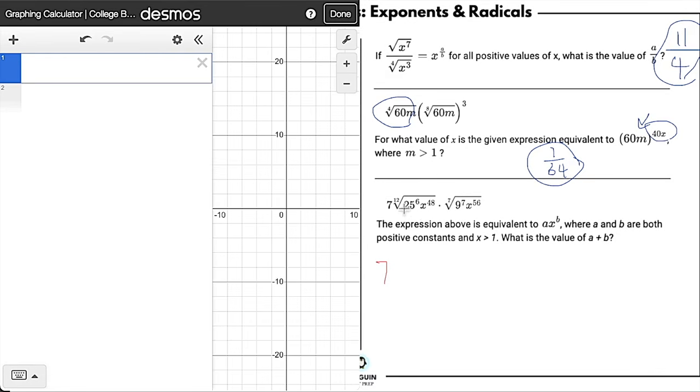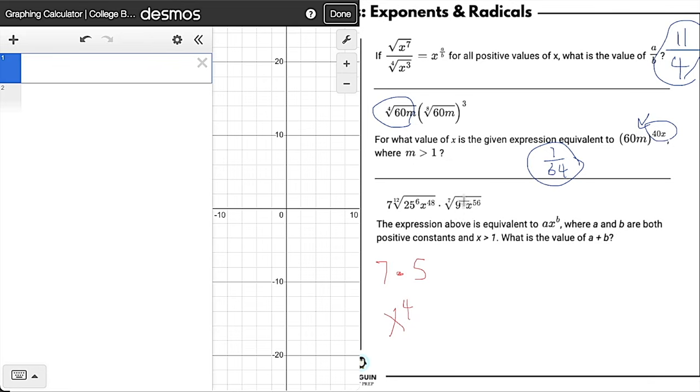So 25 to the 6 instead would be 25 to the 6 over 12, or 25 to the 1/2, or the square root of 25. So that's just 5. X to the 48 over 12. Well, what's 48 over 12? It's 4. So this is really just x to the 4th. And you know what? Let's actually keep our whole numbers and our x numbers separate. So we know so far down here we have x to the 4th. Do the same thing with this guy.